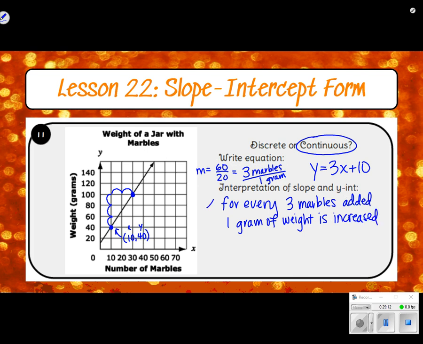All right, and then for the 10, that's our y-intercept. For the 10, the jar weighs 10 grams empty. Again, I don't like that. That doesn't look like 10, but it's not the best picture either. So it is what it is.